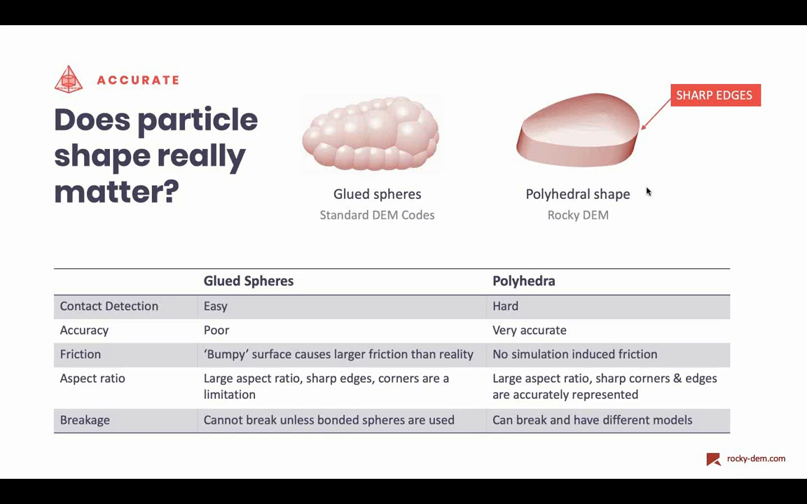When you work with the real shape, you start from a very good point to end up with a more accurate model when a breakage model is necessary. So this is the key difference between Rocky DEM and standard, or old technology, DEM codes.